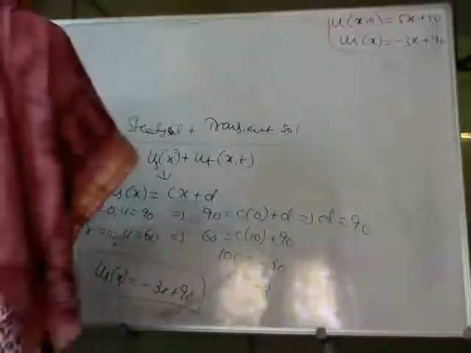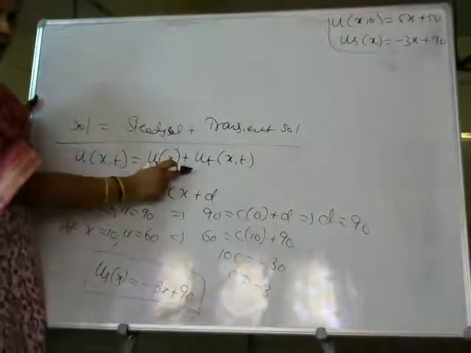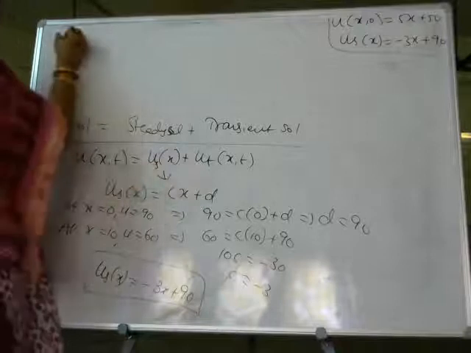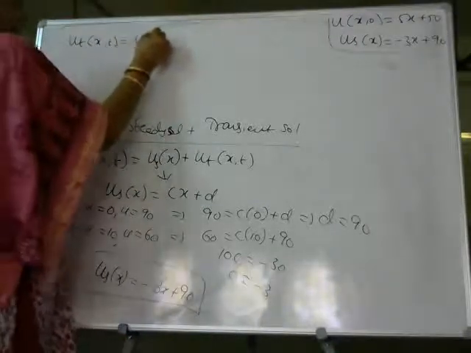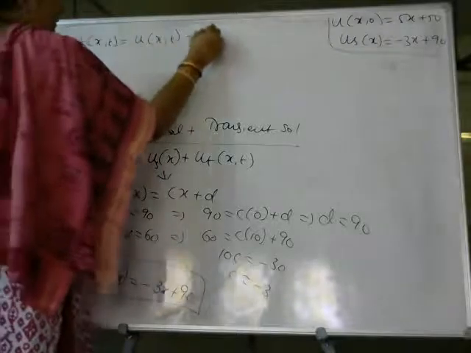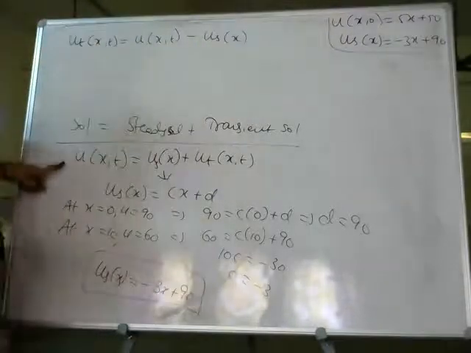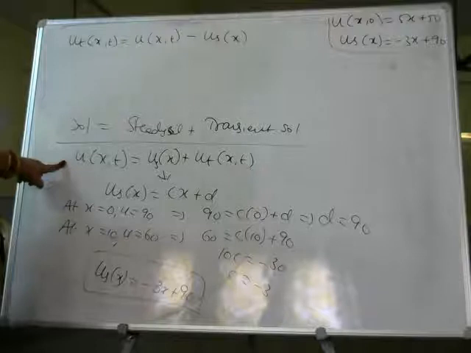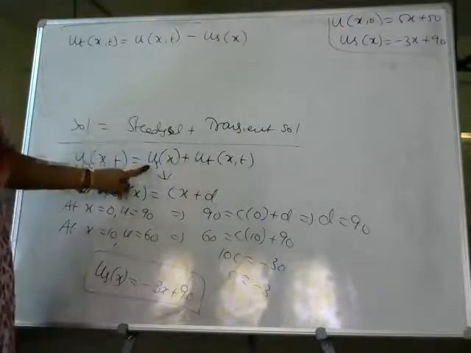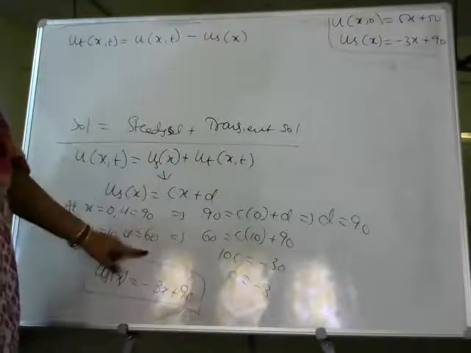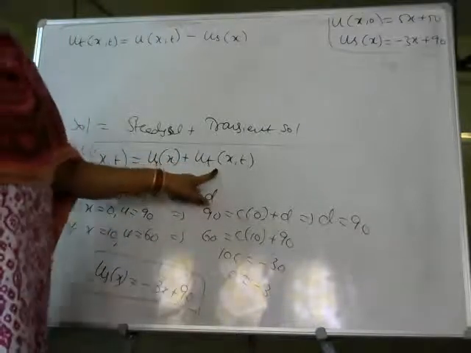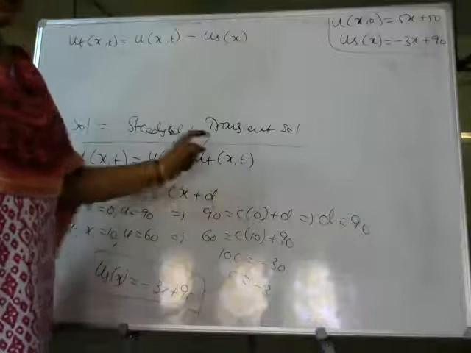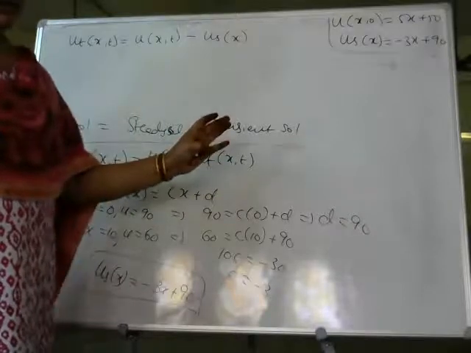So how we calculate the transient state? We'll take the relation from here. So how we write the value of ut? Ut at x comma t is equal to u at x comma t minus us at x. So we have taken that relation from this point. See, we have calculated us, that is the steady state solution already. We need the transient state solution now. So we have learned till now, suppose the boundary conditions are zeros, then we know how to calculate transient state.